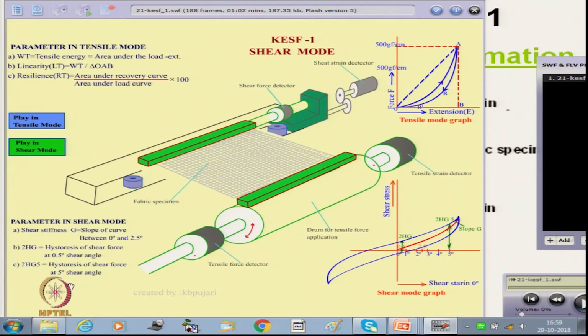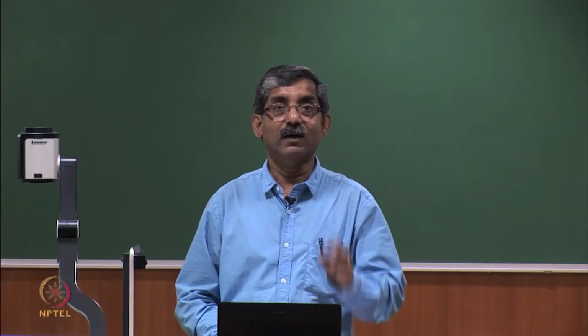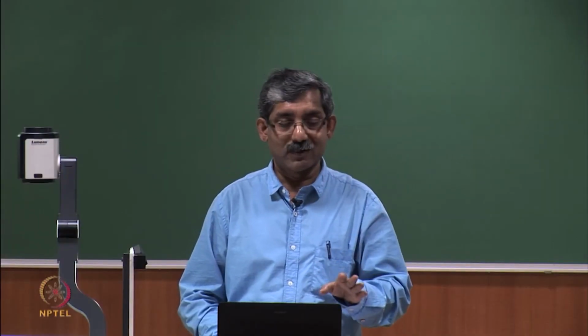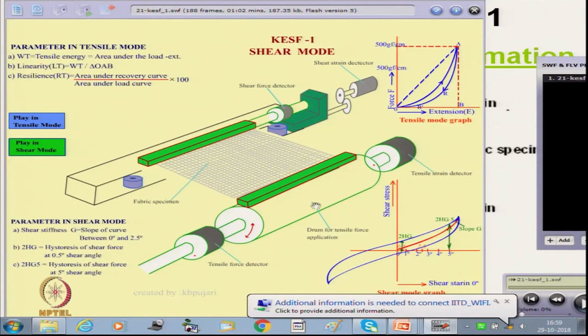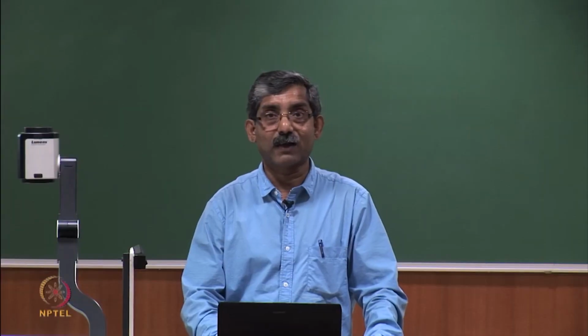So, here in shear mode we get 3 parameters. That means in the KES-F1 module we get a total of 6 parameters, 3 parameters for tensile mode and 3 parameters for shear mode. Okay. Now, let us see the test parameters.